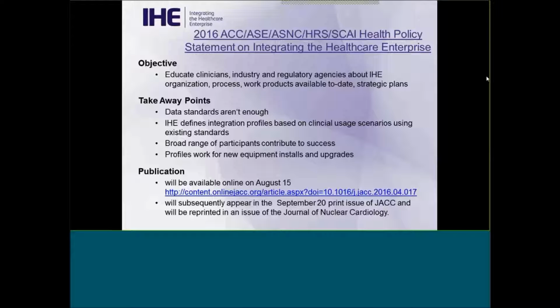Takeaway points: data standards aren't enough. IHE defines integration profiles based on clinical usage scenarios using existing standards. A broad range of participants contribute to success, and profiles work for new equipment installs and upgrades. This paper will be available first online on August 15th, and will be published in JACC soon after. It will appear in JACC on September 20th, and will be reprinted in an issue of the Journal of Nuclear Cardiology after that. Next slide, please.